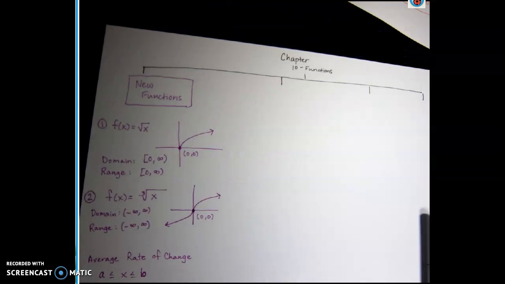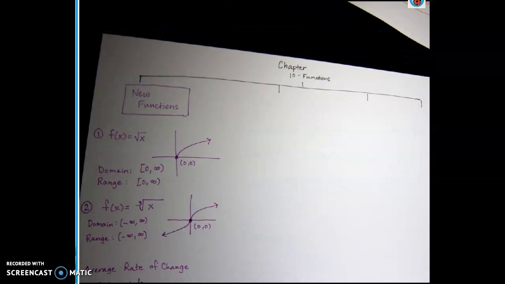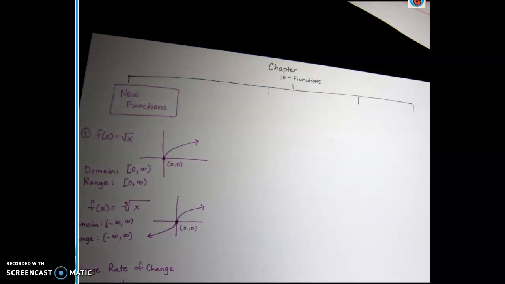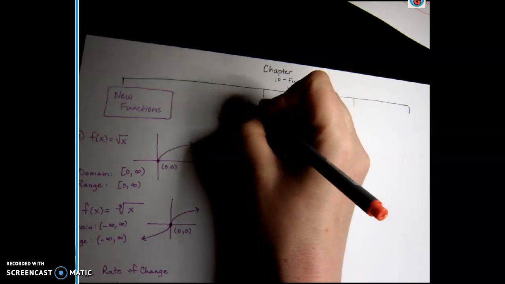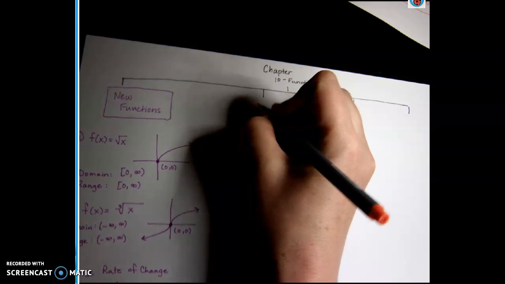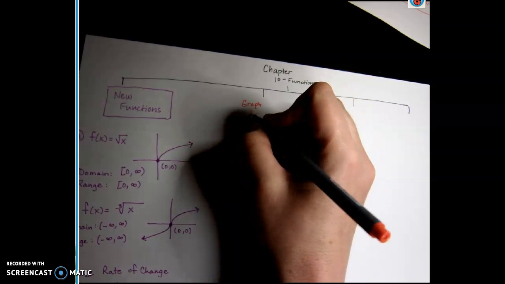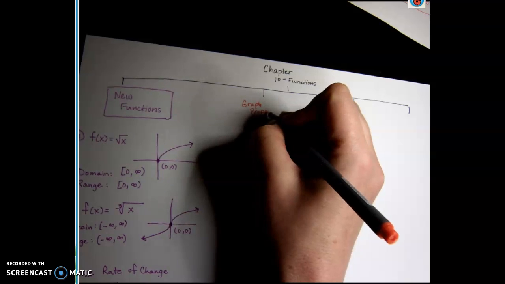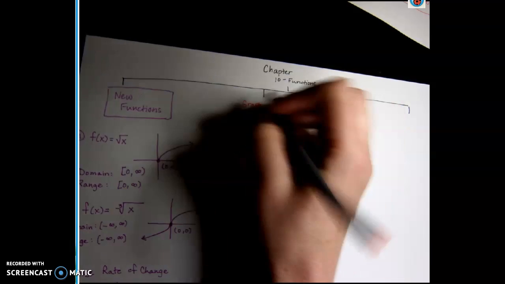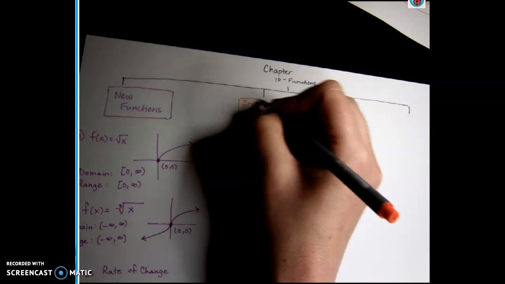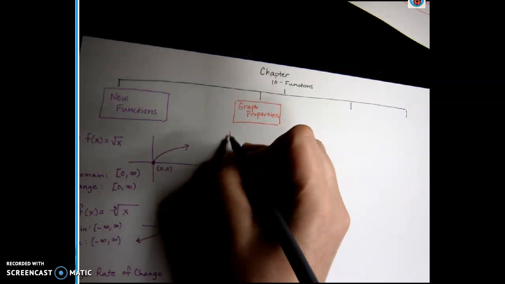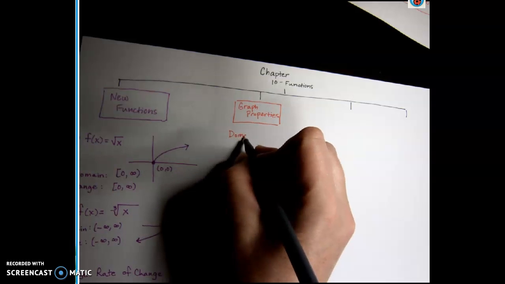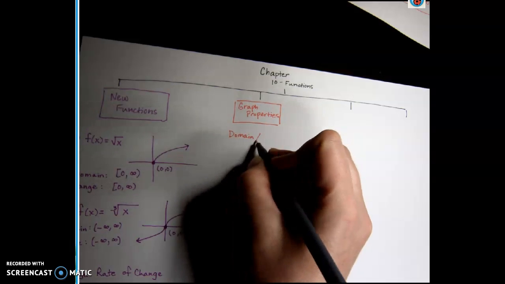Okay. Then we spent some time looking at graph properties, so properties of graphs. The big ones, the ones that were new, that we really emphasized, we emphasized this new domain and range notation. So we've got domain and range. We really worked with domain and range here.